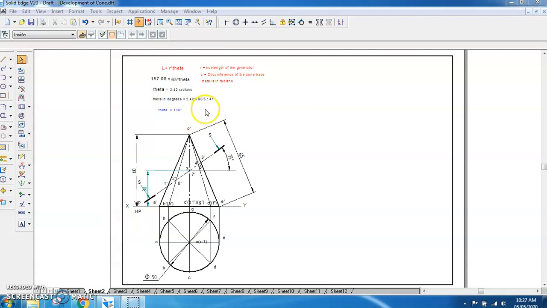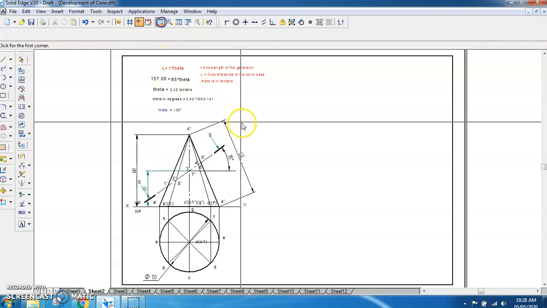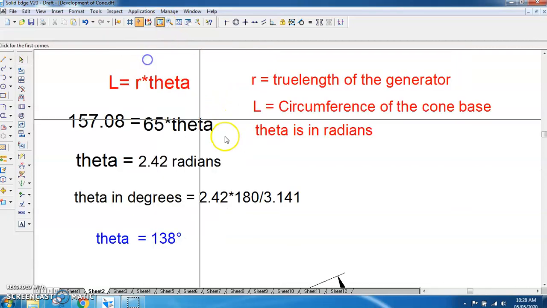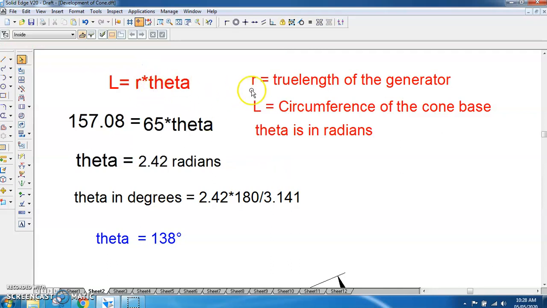Welcome back. In the previous part, we had seen the orthographic projection of the given figure for the development of the cone, and we had also found out the value of theta using the relation L is equal to r theta, where L is the length or the circumference of the cone base, r is the true length of one of the generators, and theta is in radians. So putting the values of L and r, we had got theta is equal to this much in radians, and then we had converted it into degrees.